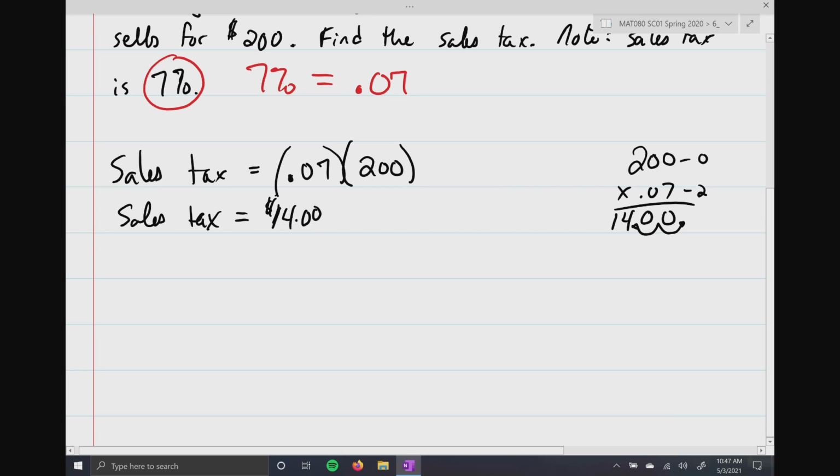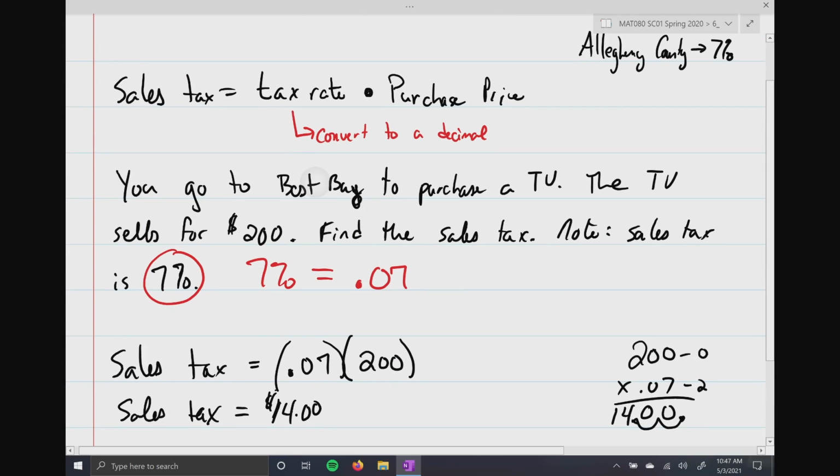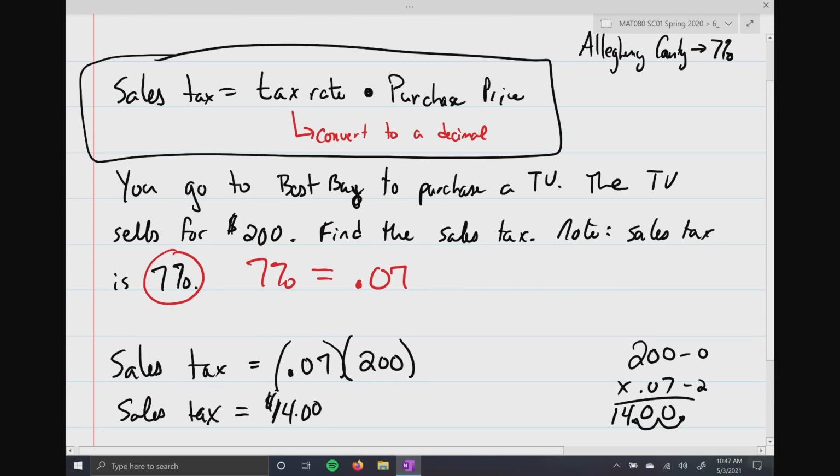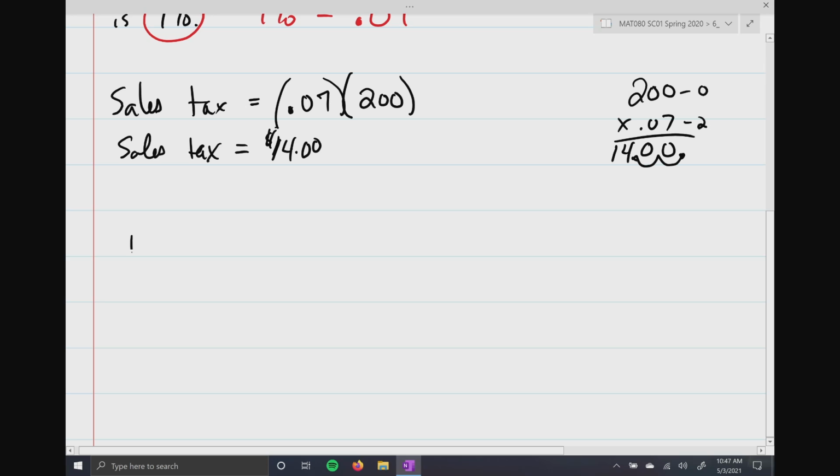And that leads us into our next formula. So here's our first formula, the sales tax formula. The next formula is total price. Now, total price is going to equal your purchase price plus sales tax.